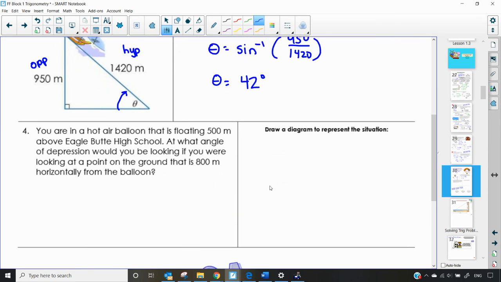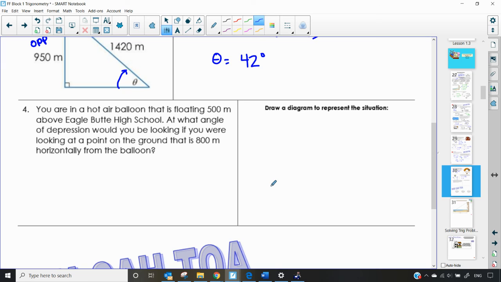All right, one more question here. You're on a hot air balloon that is floating 500 meters above Eagle Butte High School. At what angle of depression would you be looking if you were looking at a point on the ground that is 800 meters horizontally from the balloon?